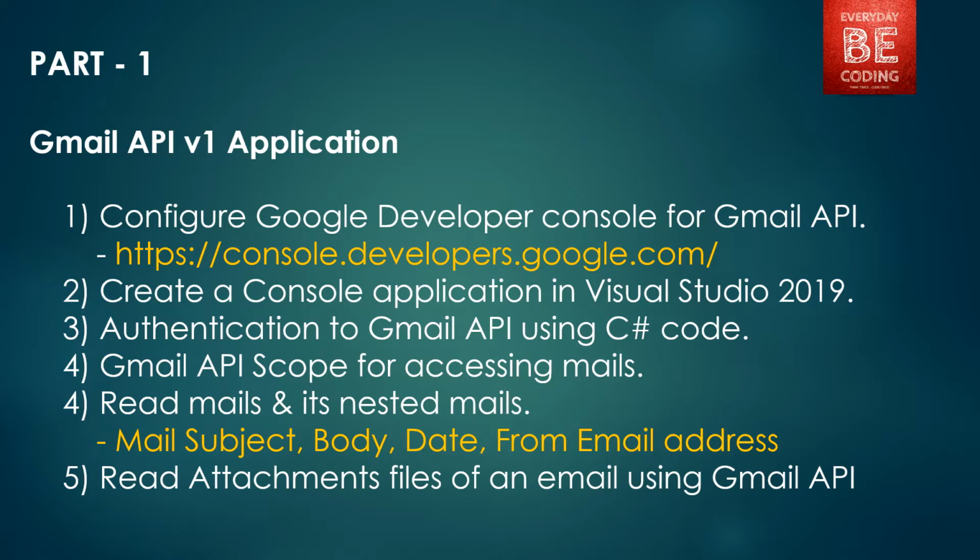Similar to Google Drive API, which has some scopes for accessing it, Gmail API has some scopes for accessing Gmail, its nested mails, and a lot of permissions. Basically, Gmail API scopes are the permissions for how our application accesses Gmail APIs. Next, we will see how to read mails and their nested mails. And next, we will see how to read attachment files of an email using Gmail API.